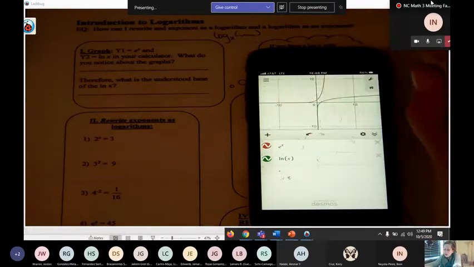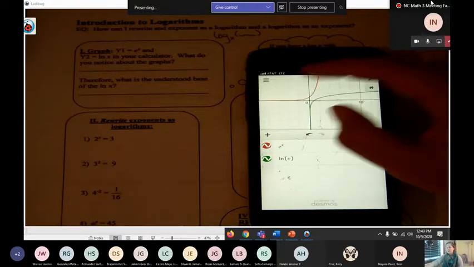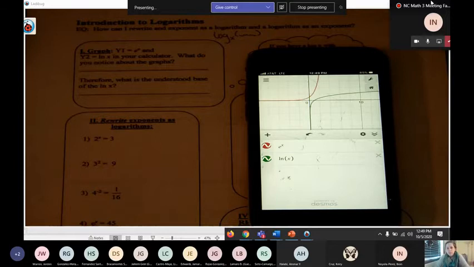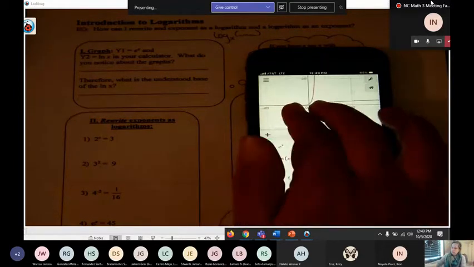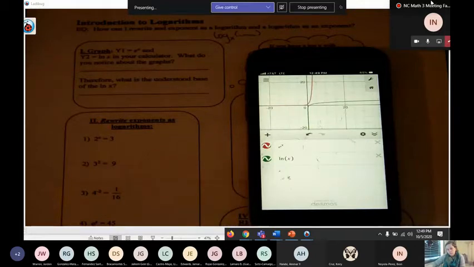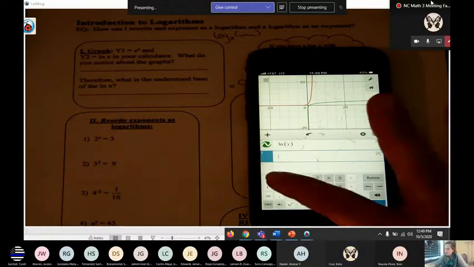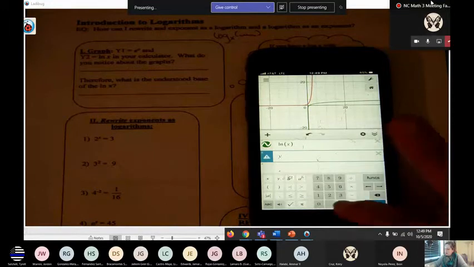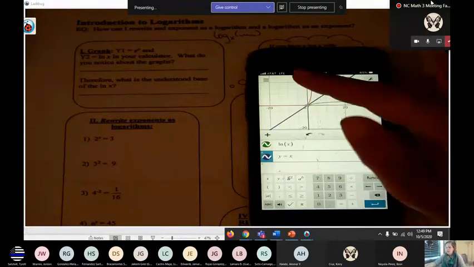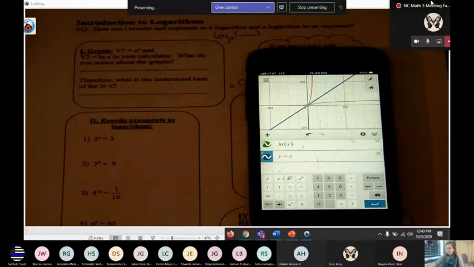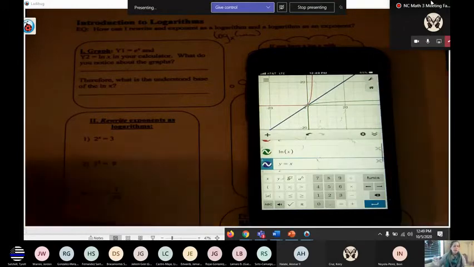And what do you guys notice about these two graphs, this red and green graph? Does anybody see anything special about them? They look the same. They're just sort of flipped. Exactly. They're the same, but they're flipped over the line y equals x. So they're flipped over this purple line right here. Very good, Katie.